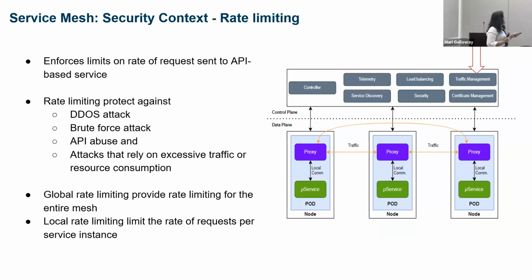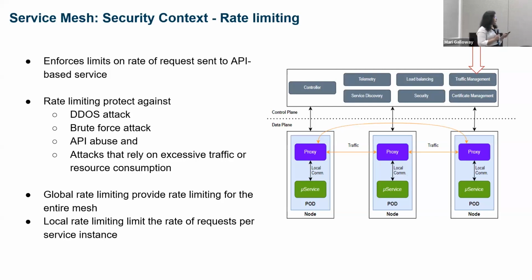Now let's look at how service mesh helps with rate limiting. Rate limiting is a great feature that helps us enforce limits on the rate of requests sent to an API-based service. It helps with a lot of things. It protects us from DDoS attacks, brute force attacks, API abuse attacks, and any attacks that rely on excessive traffic or resource consumption. With the traffic management feature provided by service mesh, you can set global rate limiting as well as local rate limiting.